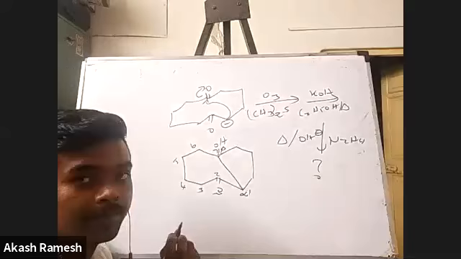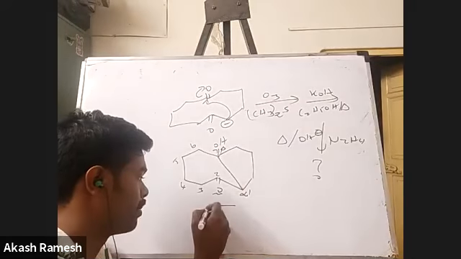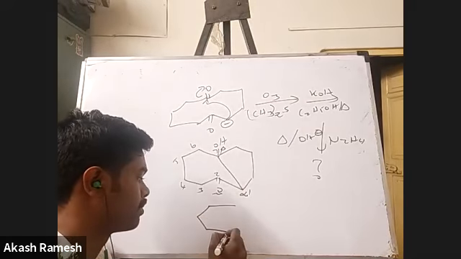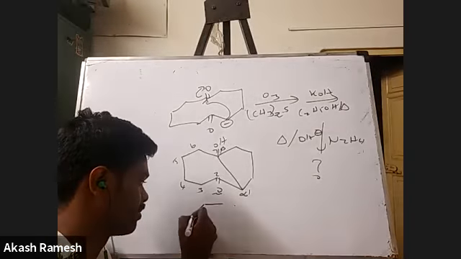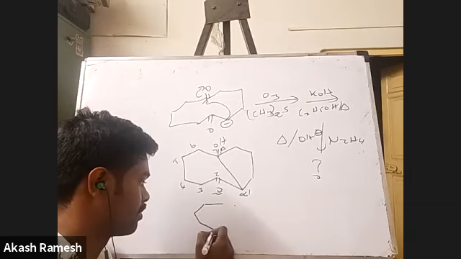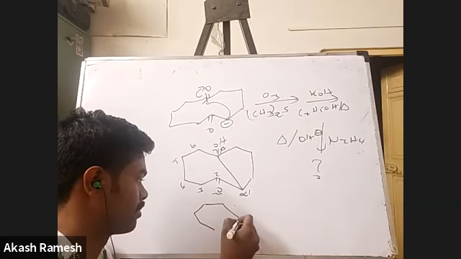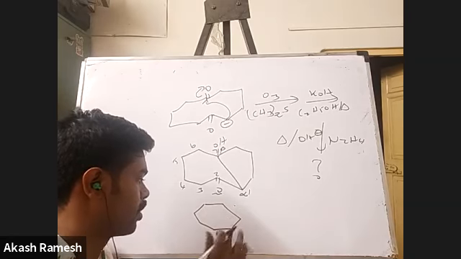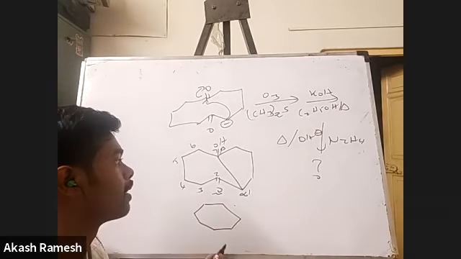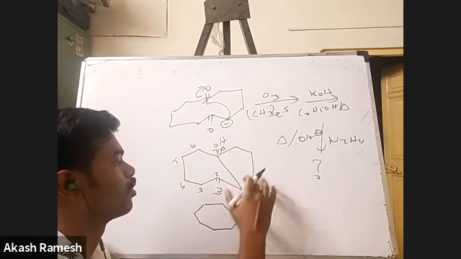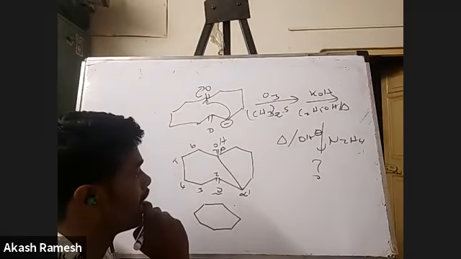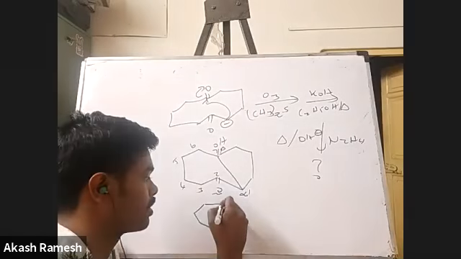7 membered ring, right? So let me draw a 7 membered ring. Very bad at drawing. Okay, a 7 membered ring, right? So a 7 membered ring with 1, 2, 3, 4, 5, a 5 membered ring, and it has 2 joining points.